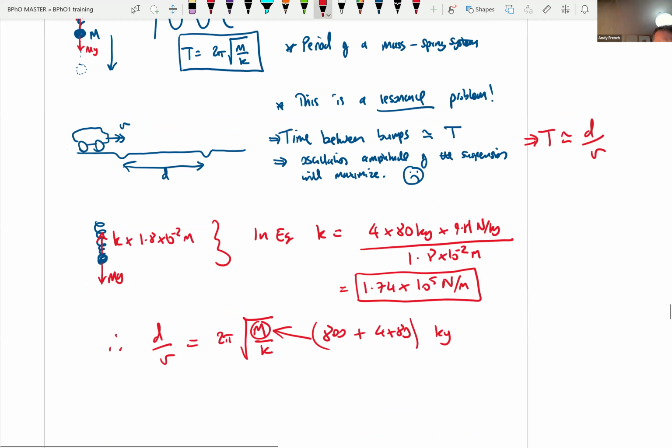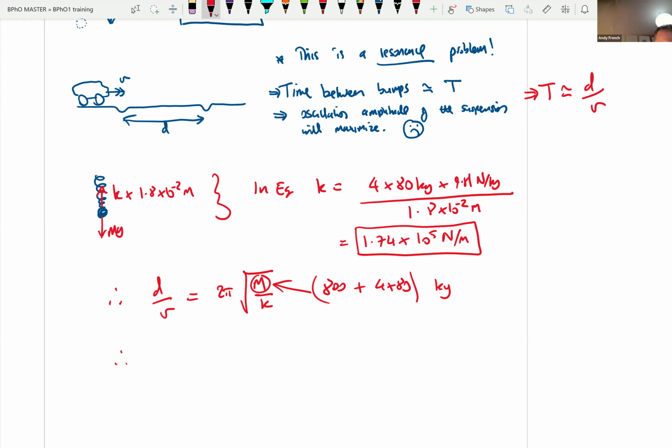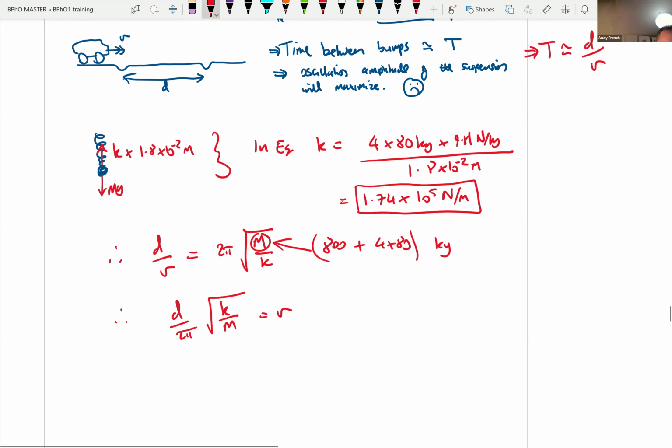So let's put that together. So therefore, what do we got? We've got D over 2 pi times k on m square rooted equals v. So there we go. There's a nice algebra expression for us to use. Over time, we are good. And therefore, let's put in the numbers.